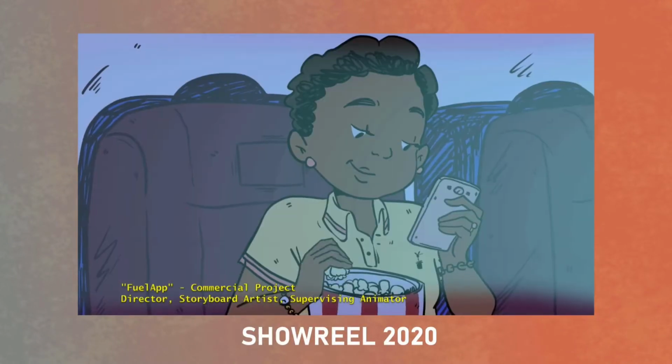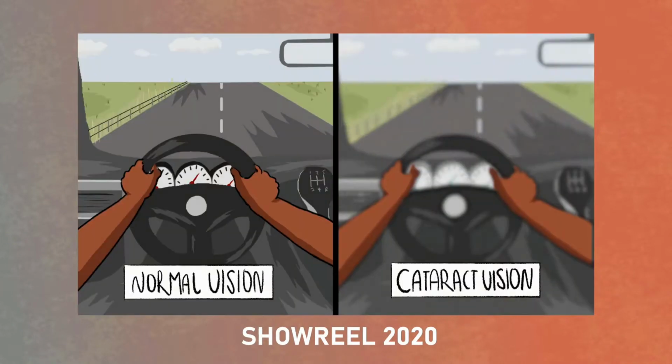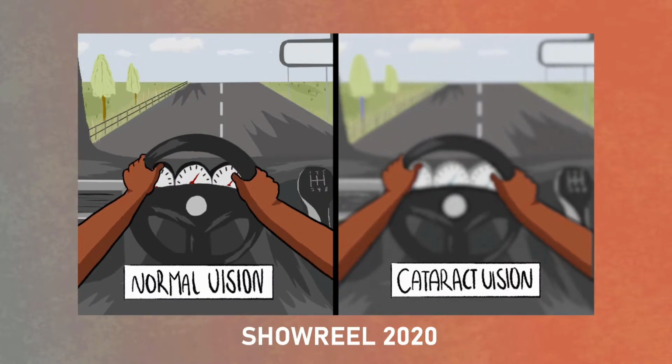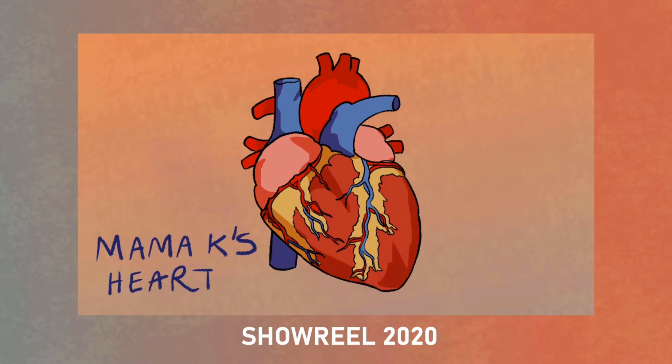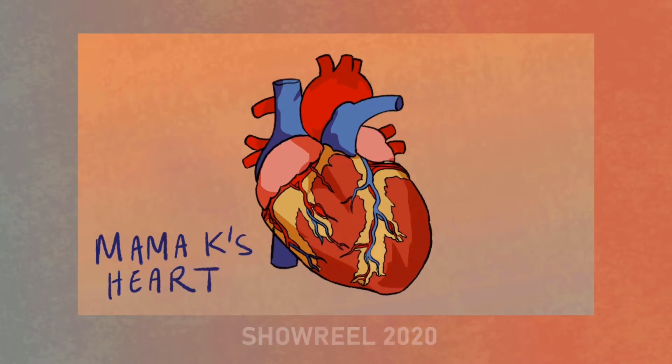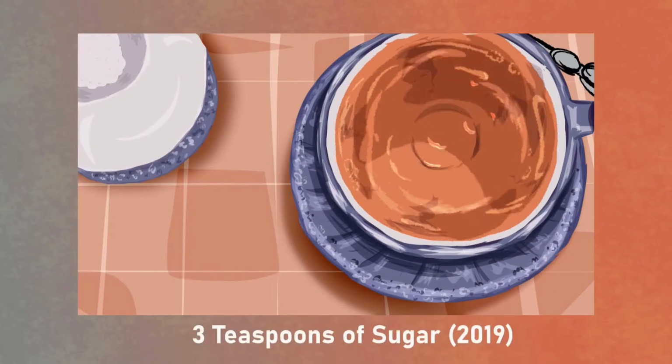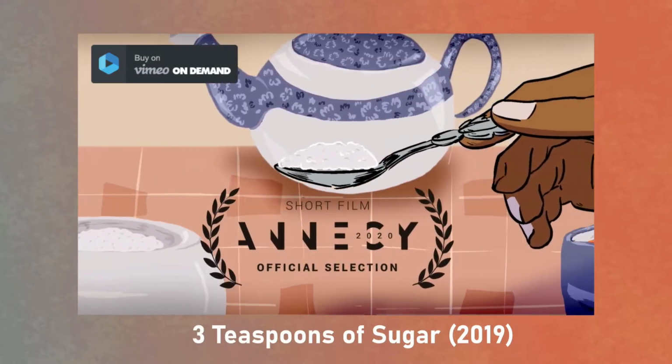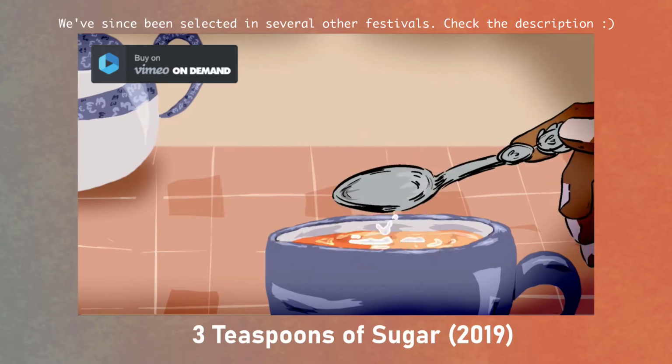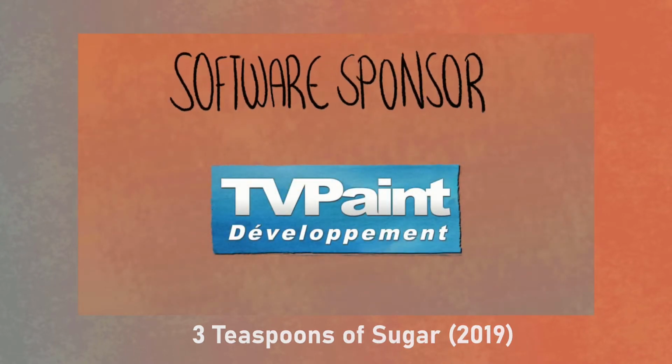So just a little bit of a background about us as a studio. Cabblow Studios is an animation and illustration studio based in Johannesburg, South Africa. We do short films, we do series, and we do medical animation, and we do all of that with TVPaint, which is quite cool for us. In 2019, we created our first short film, 3 Teaspoons of Sugar, which is now an official selection for Annecy, which is quite cool. And TVPaint was our software sponsor in making that film. And we're just going to share with you now some of the things that we really love about TVPaint, how we got into it, how we found it, and how we used it to make our short film.